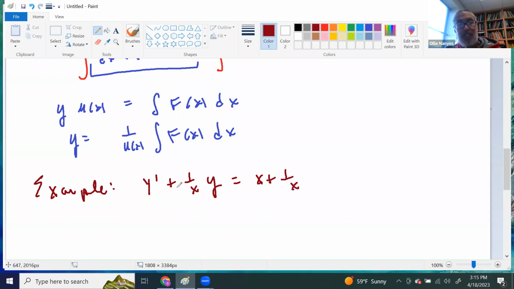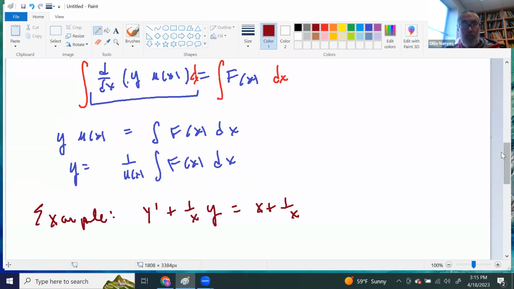Now, this is not in this perfect integral form here. You have y prime and you have y, but this u of x, you would need u prime of x here, and you need u of x here, and we don't quite have that.